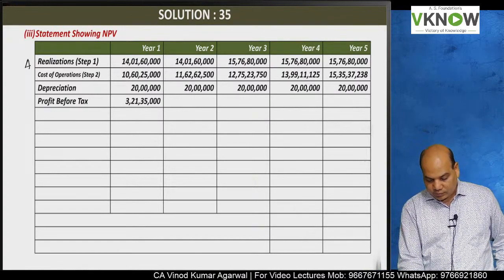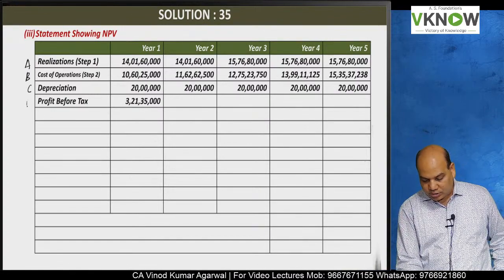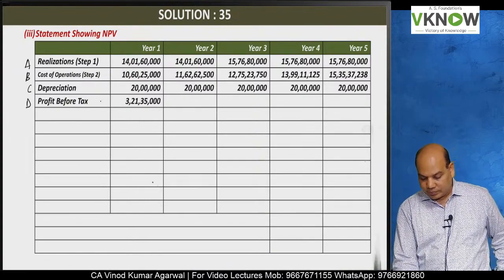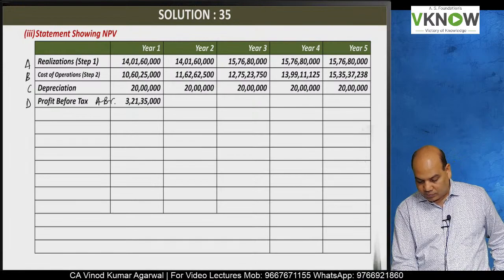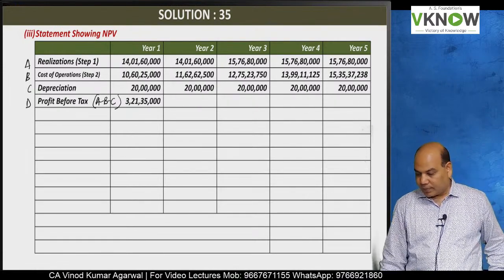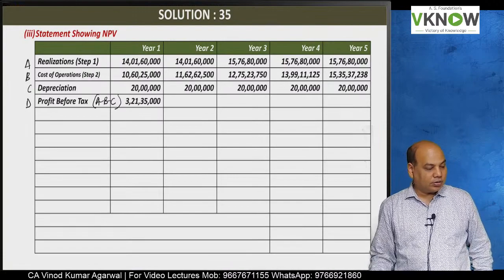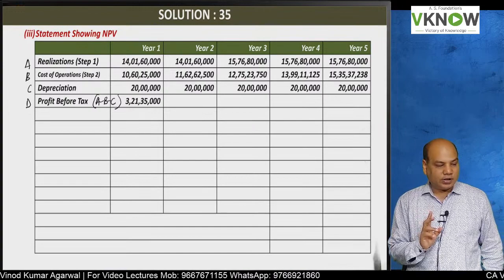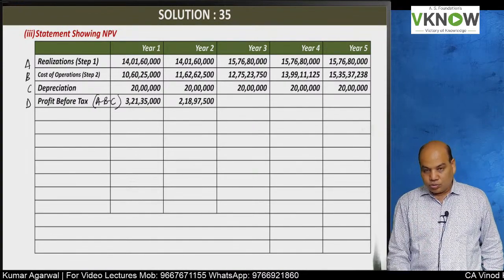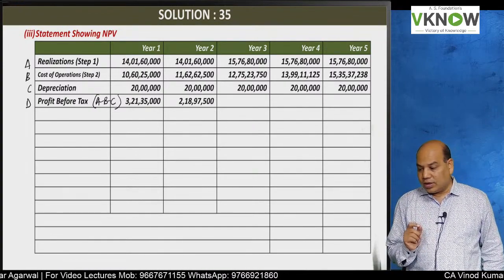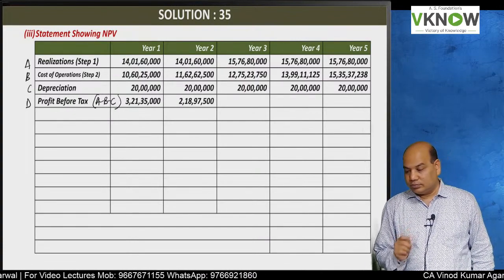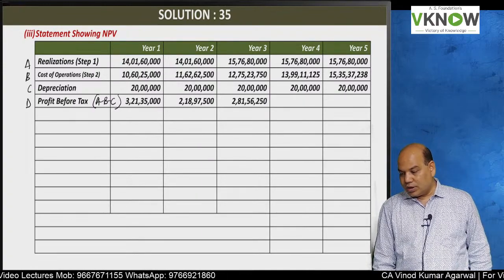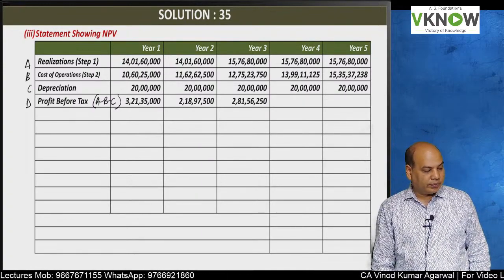Profit before tax. You can give point number A, B, C, D. So this will be A minus B minus C. Just check the calculation. Don't copy. 3 crore 21 lakh 35,000. Year 2, 2 crore 18 lakh 97,500. Year 3, 2 crore 81 lakh 56,250.